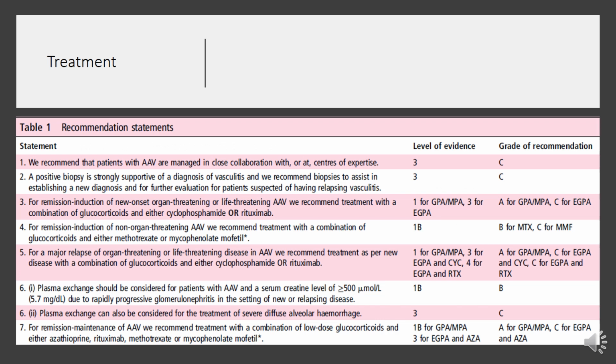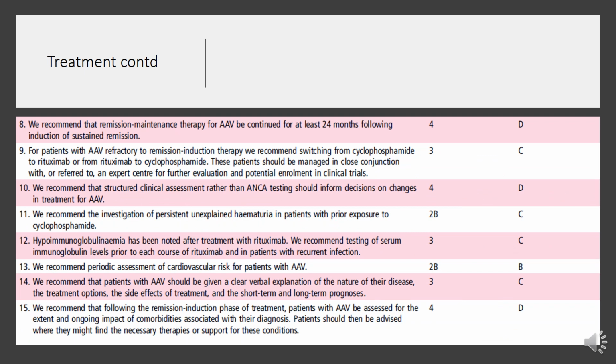For remission induction of new onset organ-threatening or life-threatening ANCA-associated vasculitis, a combination of glucocorticoids and either cyclophosphamide or rituximab is recommended. For remission induction of non-organ threatening ANCA-associated vasculitis, a combination of glucocorticoids and either methotrexate or mycophenolate mofetil is recommended. Plasma exchange is also recommended.